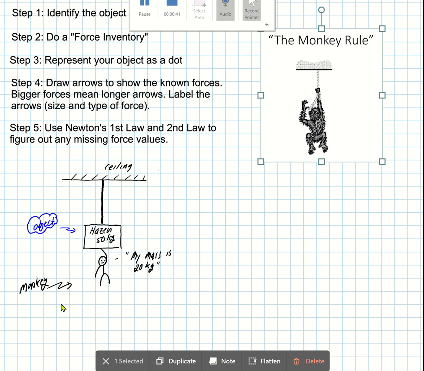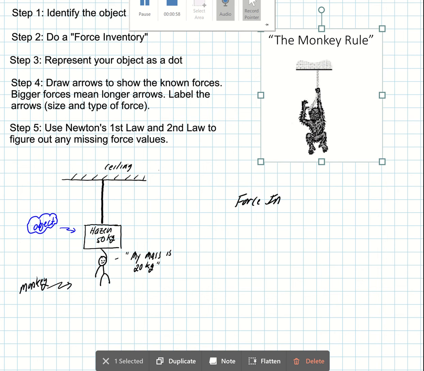And of course, nothing's moving, right? So we know the acceleration of my box is 0. The acceleration of the monkey is 0, but the object is the box. Done. Do a force inventory. All right, let's do a force inventory.